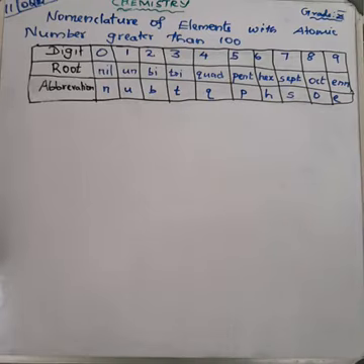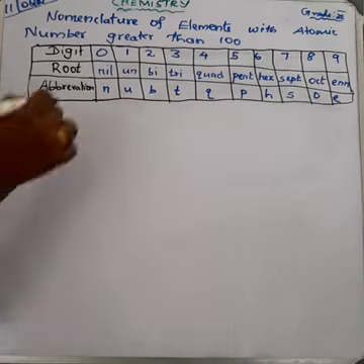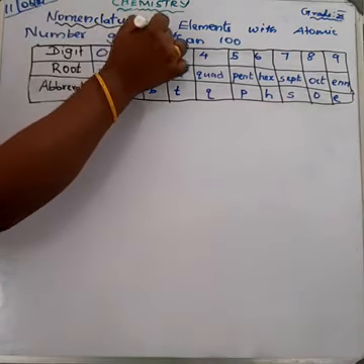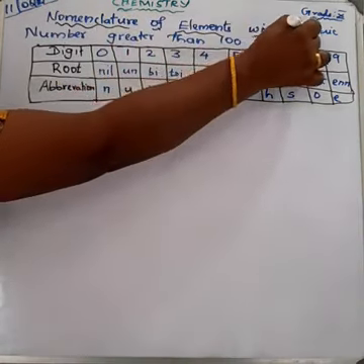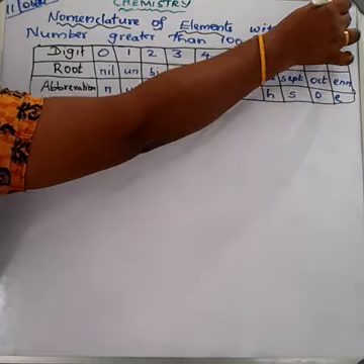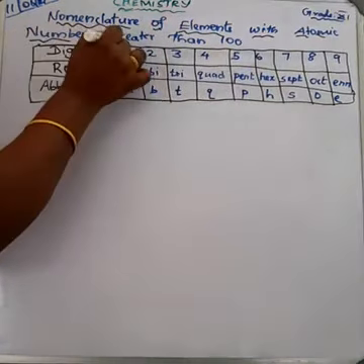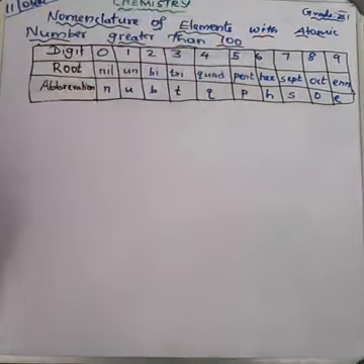Today we are going to study the nomenclature of elements with atomic number greater than 100. How can we give the nomenclature of the elements with atomic number greater than 100?